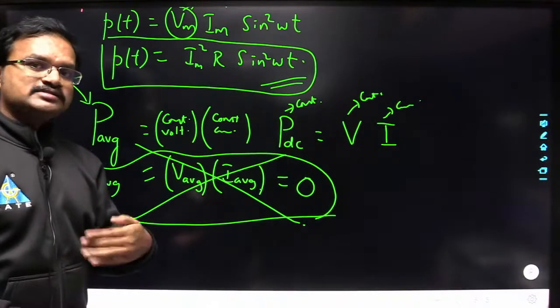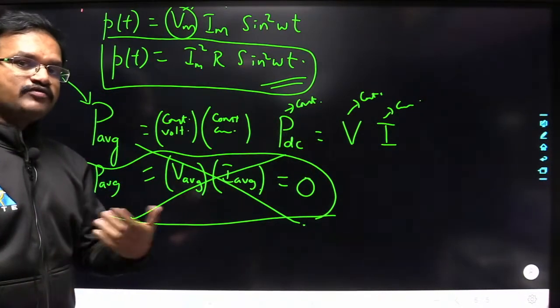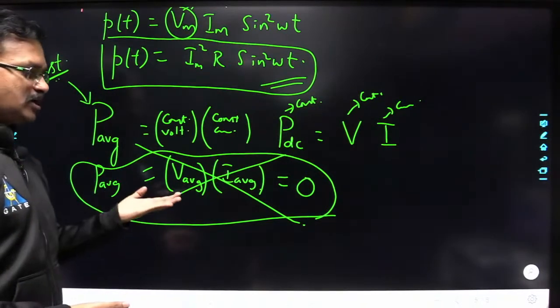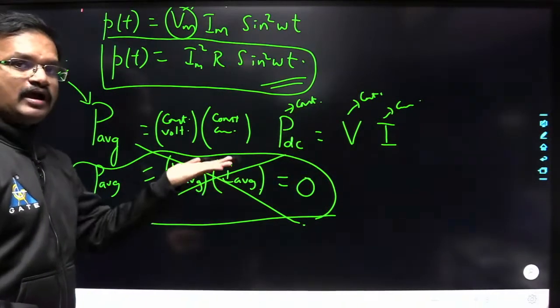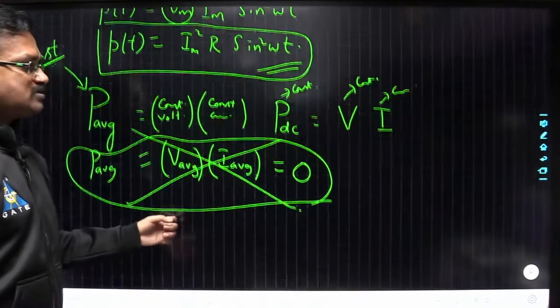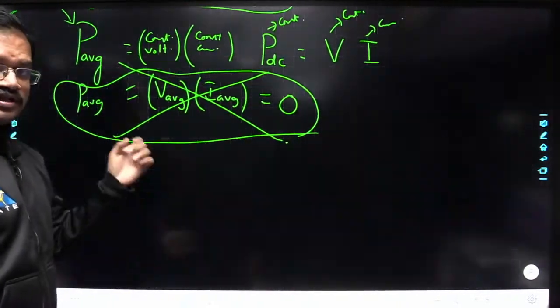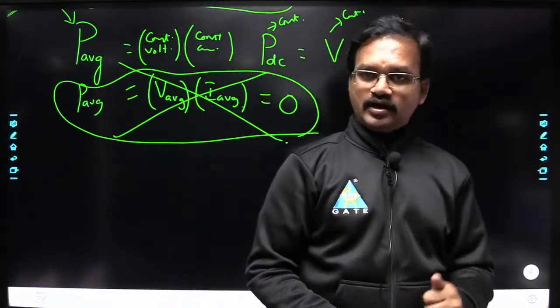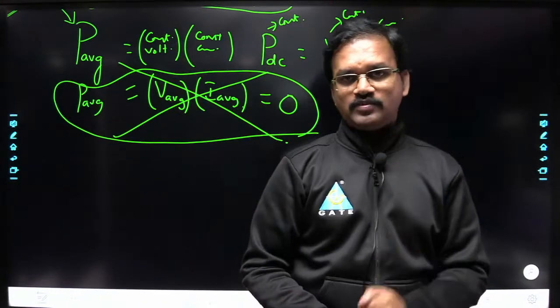So we need to define some other parameter in order to represent P average in terms of V and I. Right? Okay. So what is that parameter? That is nothing but the RMS value of voltage and the RMS value of current.